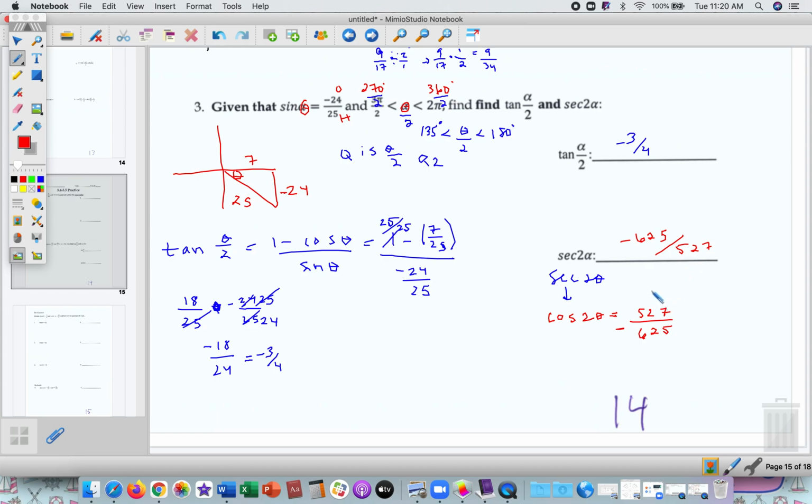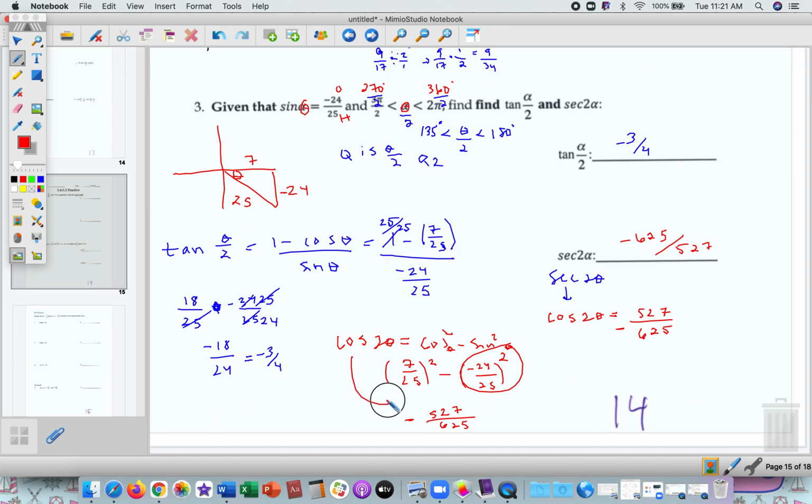Now remember, when you are finding the cos 2 theta, you want to look at your formula, and then you're just going to plug in. Let's write this down. So cos 2 theta. We have different options. You could do cos squared theta minus sine squared theta. It's one of the options. Doesn't matter which one you pick. So cos squared, cosine is adjacent over hypotenuse, so 7 over 25 squared, minus sine squared, so negative 24 over 25 squared. Make sure you square first, and then you subtract, and when you do that, you'll get 527 all over 625, and it's negative.